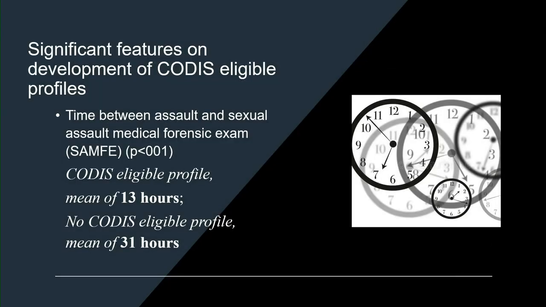Time between assault and the examination, always a huge question. How far do we go from when a victim is raped to when we say, all right, it doesn't make sense to collect evidence anymore? We don't have very many studies that are actually looking at this in practice, and that's what our study is trying to do. So for males, development of a CODIS-eligible profile is a mean of 13 hours. No CODIS-eligible profile is a mean of 31 hours.